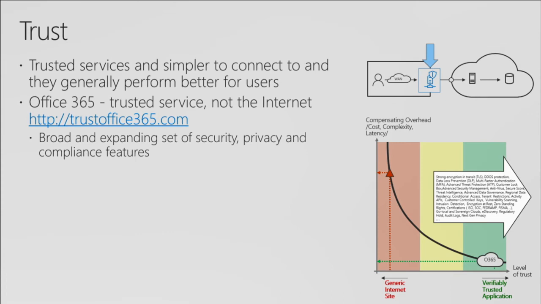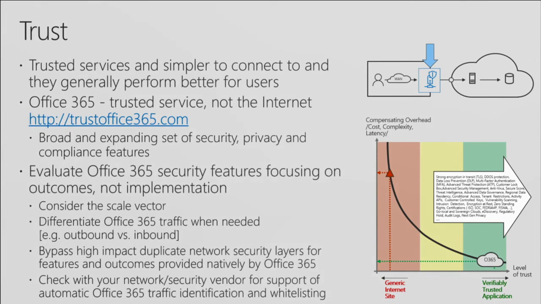So that Office 365 is in the green zone of that diagram: lower overhead from the networking perspective, faster performance, lesser cost on the networking infrastructure in between. So the guidance here is: evaluate Office 365 features, focus on outcomes, not the implementation, and consider the scale vector. Doing security at 10 gigs per second, doing content inspection and manipulation at that scale is difficult. There are very, very few solutions that can do this, and most of them are expensive and very fragile. Look at differentiating Office 365 traffic if necessary. Most people say outbound is no problem, but inbound, when the cloud establishes a connection to me, I need to do something different. So those are very valid pivots.